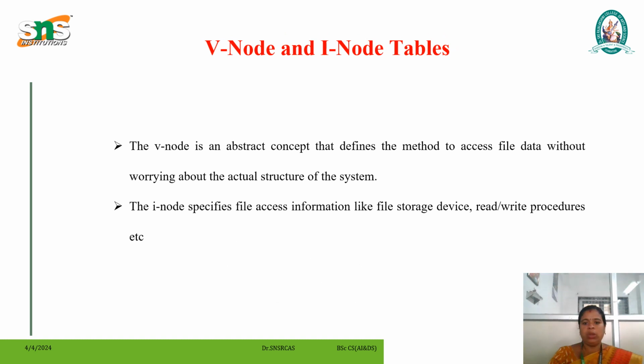These nodes contain the information on how to read the data of files. Next one, vnode and inode tables. Both vnode and inode are references to the storage system of the file. They are the storage mechanism that connects the hardware to the software. The vnode is an abstract concept that defines the method to access file data without worrying about the actual structure of the system. The inode specifies the file access information like file storage device, read and write procedures, etc.